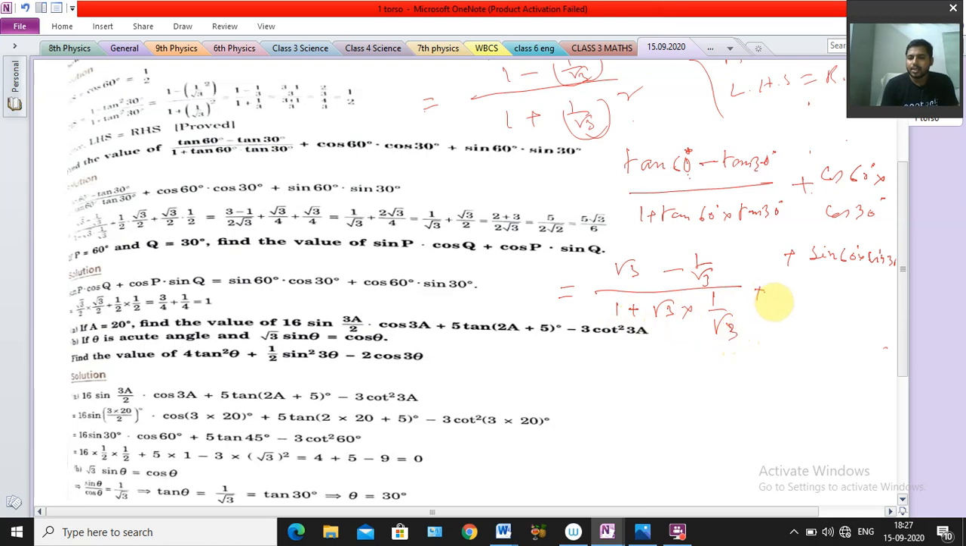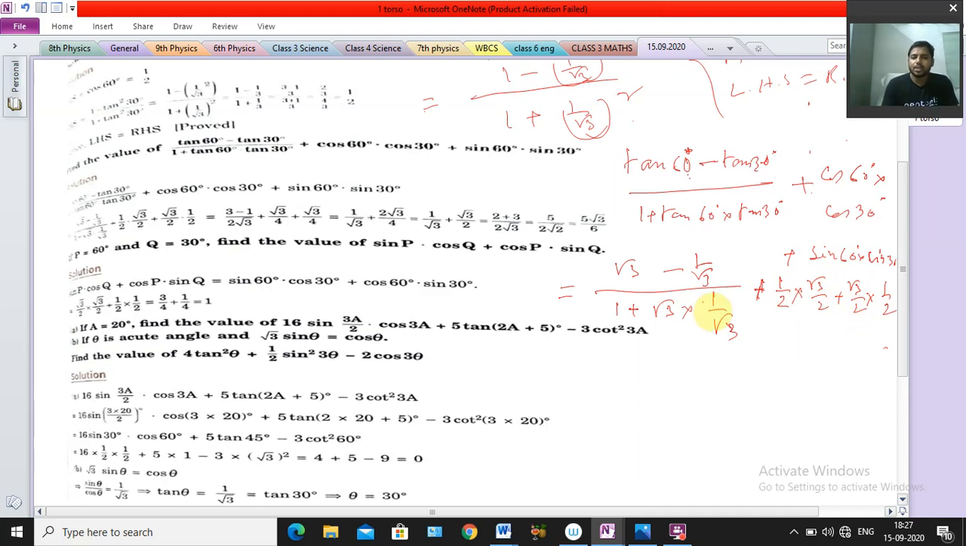Clear? Plus cos 60 means what, sir? Cos 60 means 1 by 2, cos 30, sir, root 3 by 2. Plus sin 60, sir, root 3 by 2, into sin 30, 1 by 2. Understood? So this one is the value.